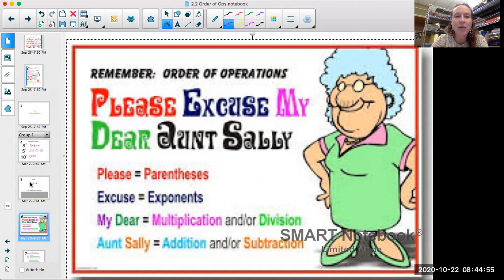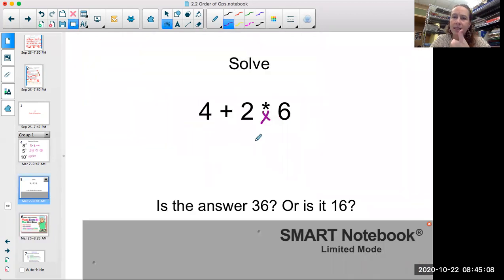So if we go back to this problem and we think, please excuse my dear Aunt Sally. Parentheses, exponents, multiplication, division, addition, subtraction. Let's see. Well, there are no parentheses, so we don't have to worry about that. There are no exponents, so we don't have to worry about the exponents. So please excuse my dear, multiplication and then division. I do see multiplication, but I don't see any division. So we're going to do the multiplication first. So we're going to do this part first. Multiplication comes first, even though this number is in front. So what is 2 times 6? It's 12. So we rewrite the problem.